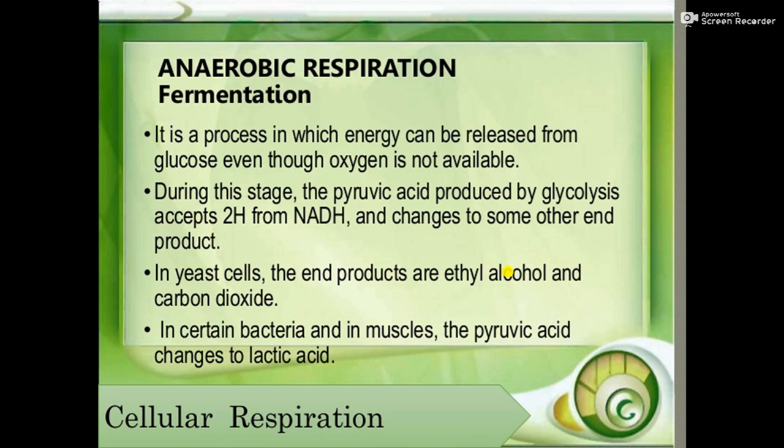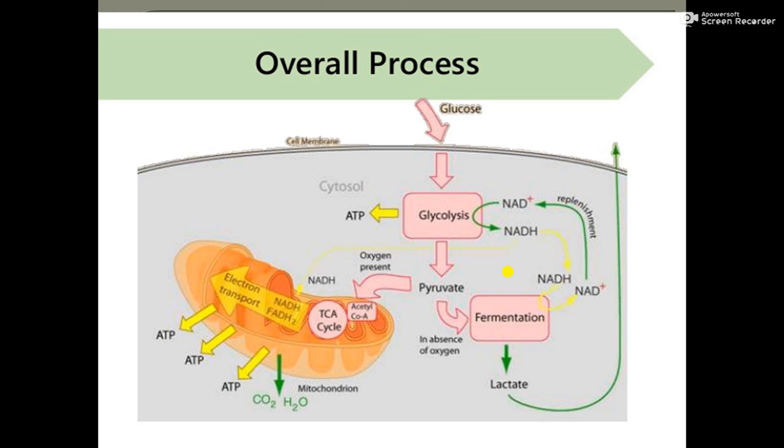First, what is anaerobic respiration or fermentation? It is a process in which energy can be released from glucose even though oxygen is not available. During this stage, the pyruvic acid produced by glycolysis accepts two hydrogen from NADH and changes to some other end product. In yeast cells, the end products are ethyl alcohol and carbon dioxide. In certain bacteria and in muscles, the pyruvic acid changes to lactic acid.